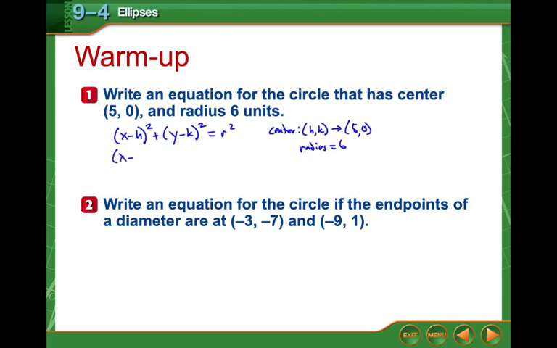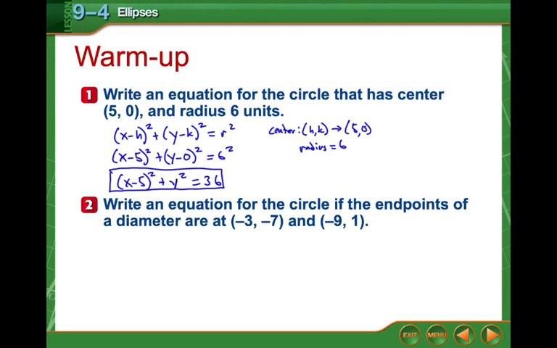So we plug everything in. x minus 5 squared plus y minus 0 squared equal to 6 squared. We get rid of 0 and square the 6 and get our final answer, x minus 5 squared plus y squared equal to 36. And there's our equation for the circle centered at 5, 0 with a radius of 6 units.